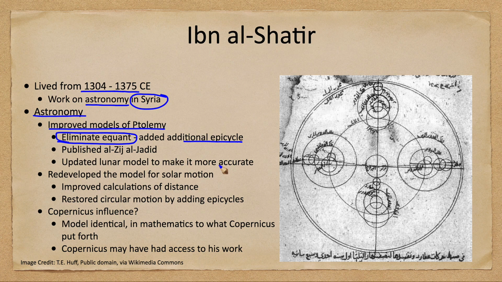And we can see here by adding additional epicycles in the image, we can then work on making the predictions that the model will make match with the observations. Now, he also published his book, his catalog, the al-Jadid, that was, again, another catalog and another method of being able to calculate the positions of the planets.